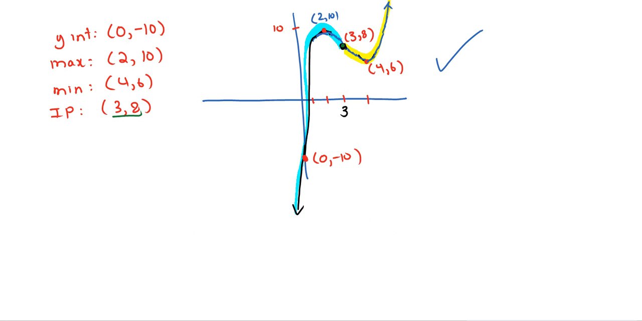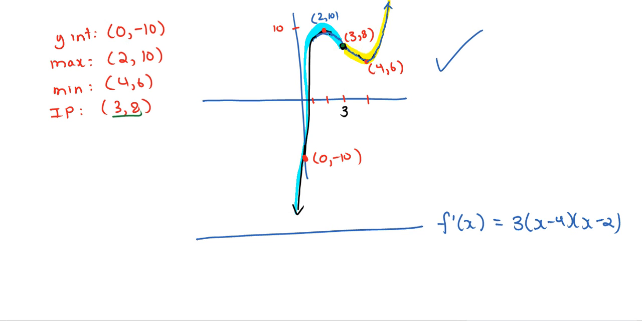In this question, I didn't use the first derivative test. I just used the second derivative test just because I felt like it. But if you are someone that's more comfortable with using the first derivative test, what you would do is set up your first derivative, f prime of x, and f prime of x was 3 times (x minus 4)(x minus 2), and your critical numbers were 2 and 4.